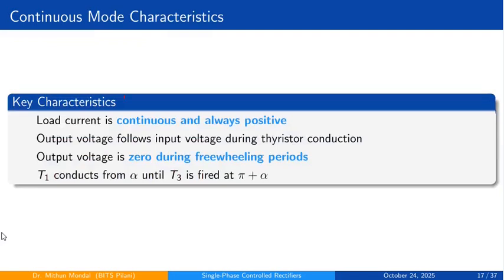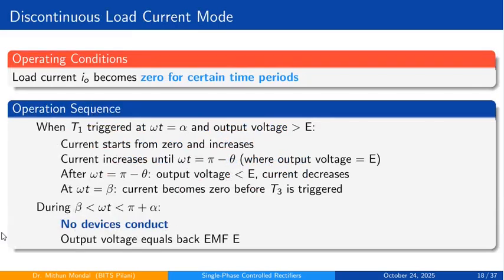Some of the key characteristics in the continuous mode are that the load current is continuous and always positive. The output voltage follows the input voltage during the thyristor conduction. The output voltage is 0 during the freewheeling period. T1 conducts from alpha until T3 is fired at pi plus alpha. So here your current will not be negative, it will always be positive. That is the most important point to be remembered in the continuous mode of operation.